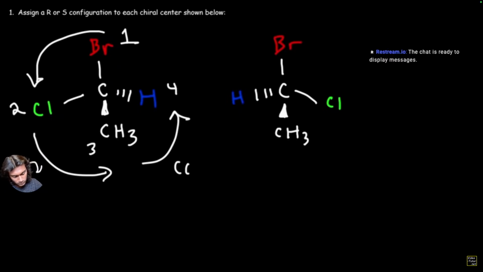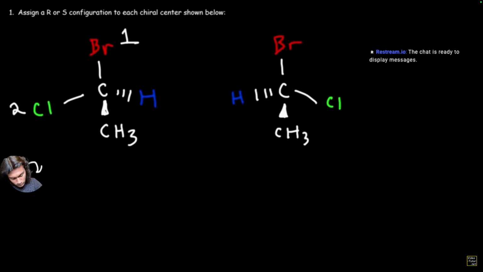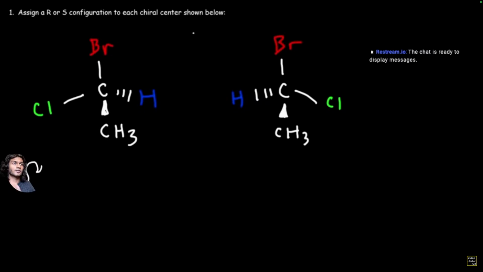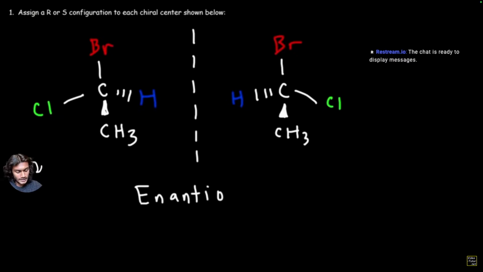Now looking at these 2 molecules, what is the relationship between them? Would you describe them as constitutional isomers, enantiomers, diastereomers, meso compounds? How would you describe these 2 compounds? Now notice that these 2 molecules are mirror images of each other. Therefore, they are known as enantiomers.